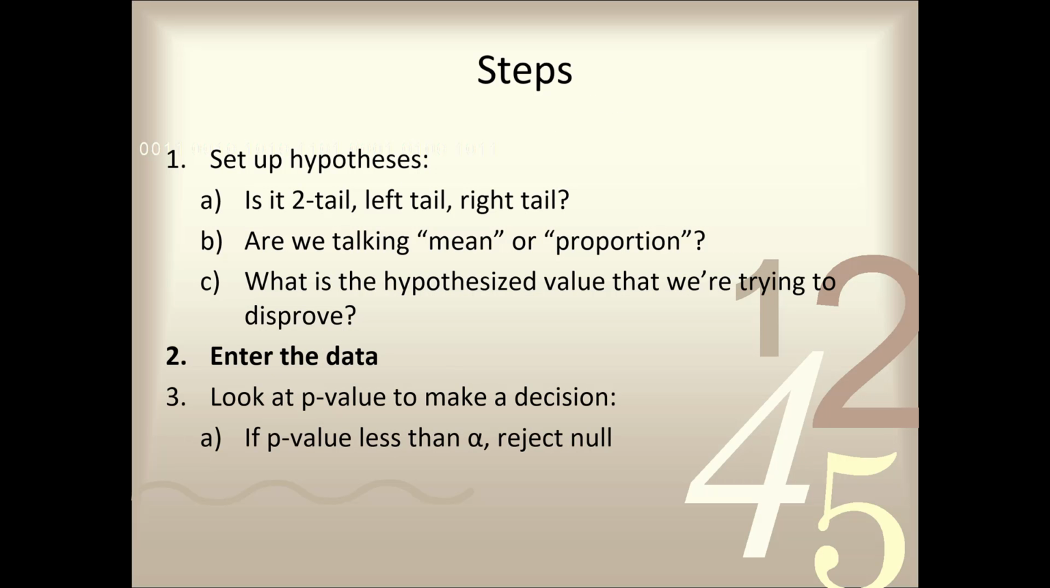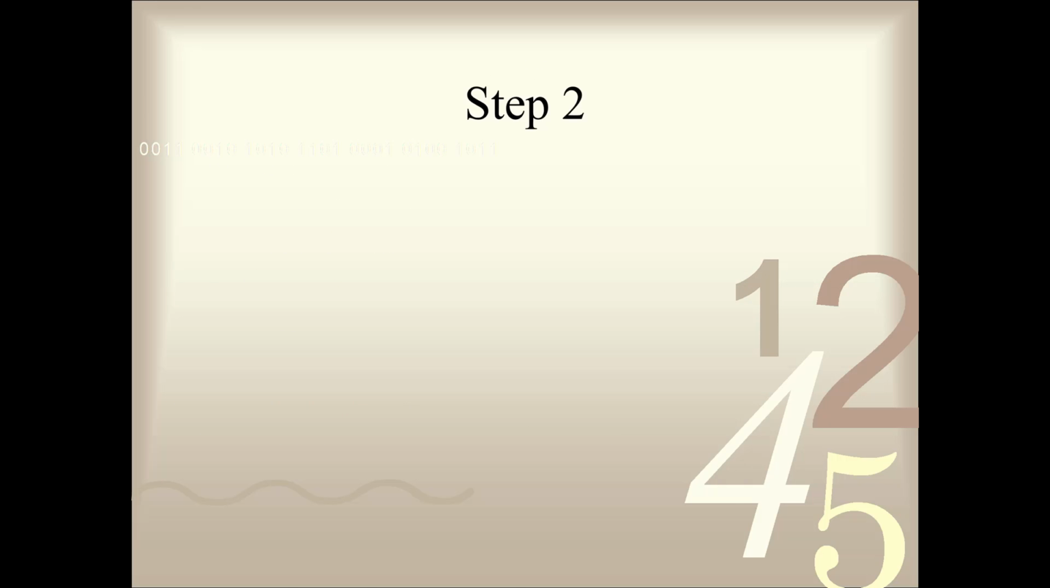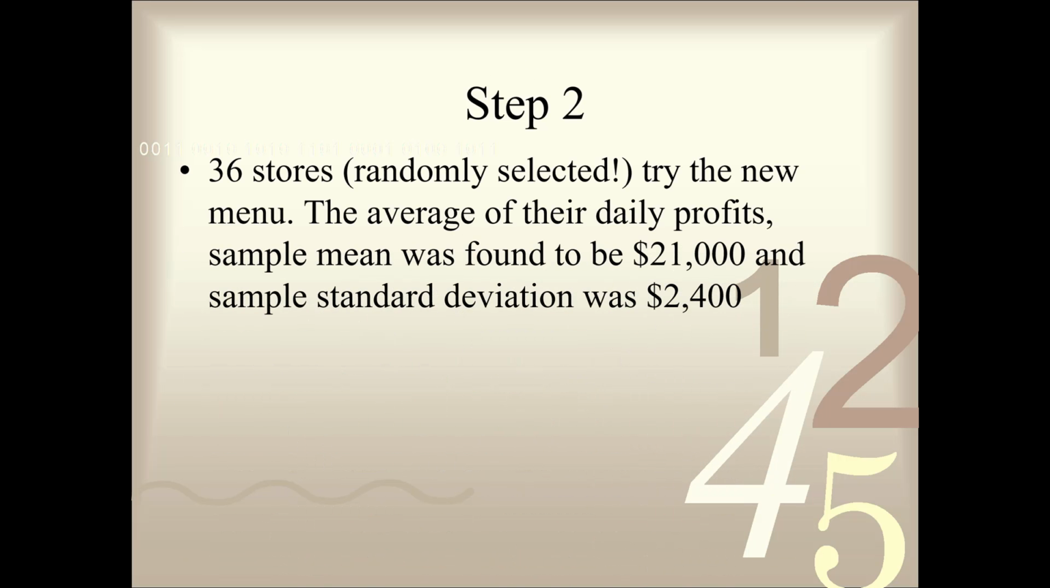Okay, the next step would be to enter the data. So then I need to get some data to enter. So 36 stores are randomly selected. All those stores have the new menu, so we're wanting to know the average profits of those stores. The average of their daily profits ends up being 21,000 with a standard deviation of 2,400.